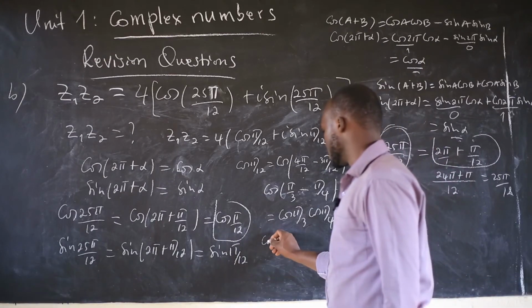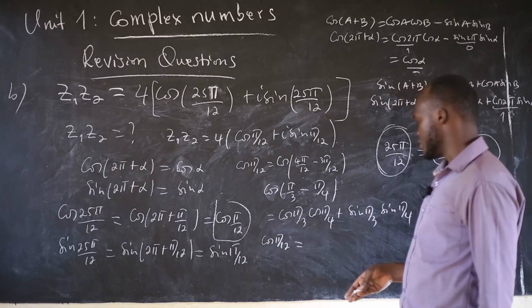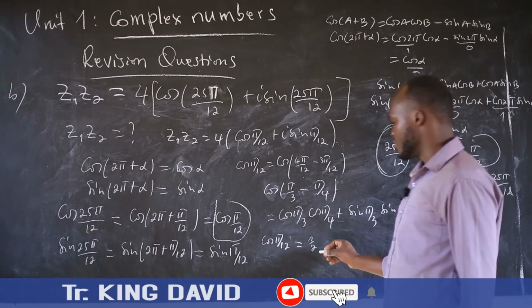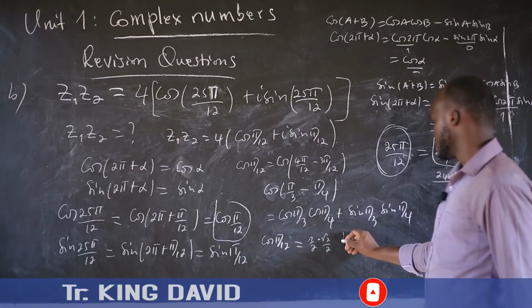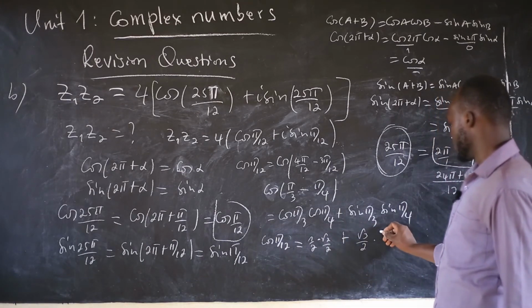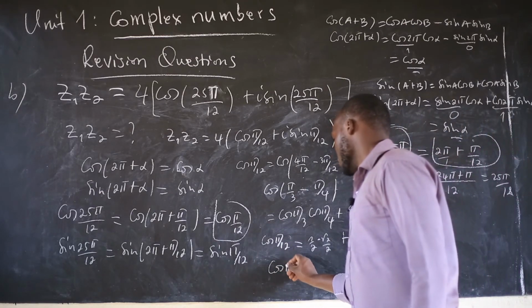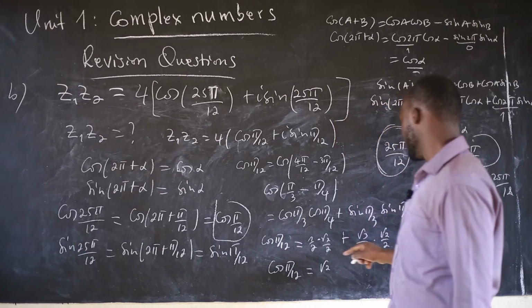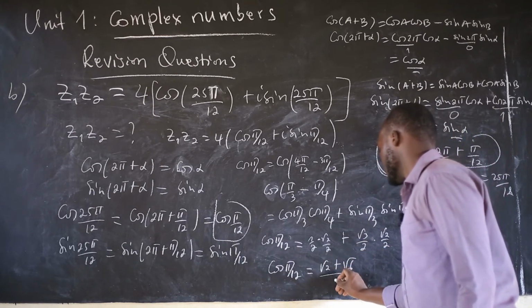So cos pi over 12: cos 60 is a half, cos 45 is root 2 over 2, plus sin 60 is root 3 over 2, sin 45 is root 2 over 2. You see now, cos of pi over 12, the answer is root 2 over 4 plus root 6 over 4, that is root 2 plus root 6 divided by 4.